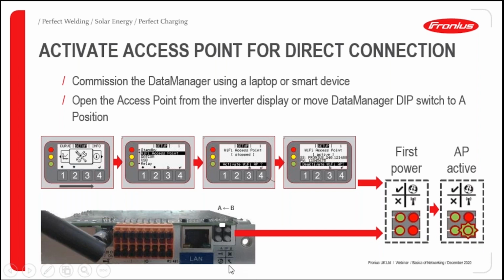The other option is to take the cover off the bottom of the inverter and move the dip switch in front of the LEDs from the B position to the A position. This has exactly the same effect, switching on the access point and making the green LED flash.